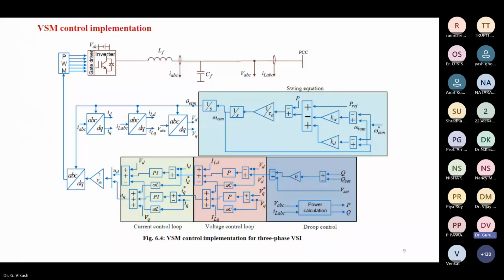See here the swing equation. The whole equation 6.6 we are implementing in this swing equation box, and all the rest is the same. The droop controller is the same, and the voltage control loop and the current control loop are there. The main problem is frequency. By using the swing equation, we can reduce the rate of change of frequency. And I will show the comparison between droop and VSM.